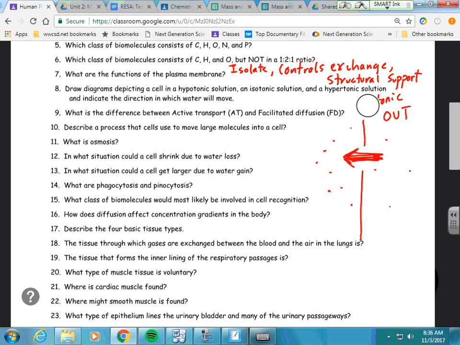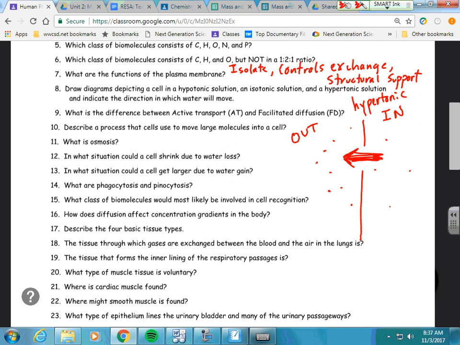If I switch this around now and say, let's say the right side is the inside of the cell, and the left side is the outside. So now the outside, the solution has more particles, so we would call this hypertonic. Okay? And in hypertonic, that means water will actually leave the cell, which can cause it to shrink.